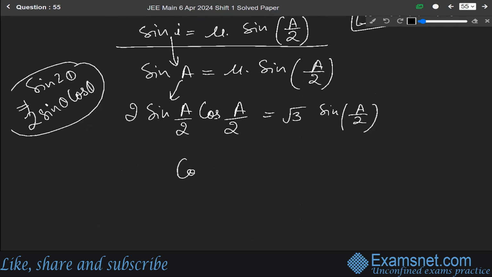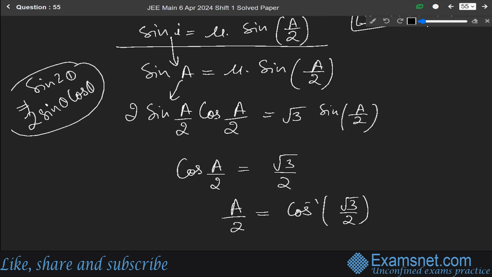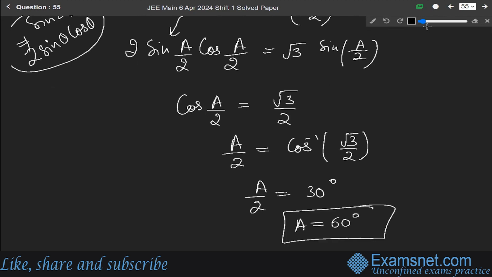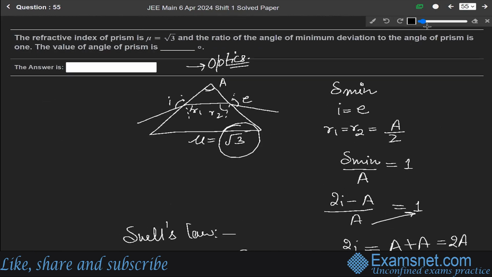So we get cos A by 2 is equal to root 3 by 2, means A by 2 is equal to cos inverse root 3 by 2, and we know that cos inverse root 3 by 2 is 30 degree. So A by 2 is equal to 30 degree. So A will be equal to 60 degree, means the angle of prism is 60 degree. Okay.